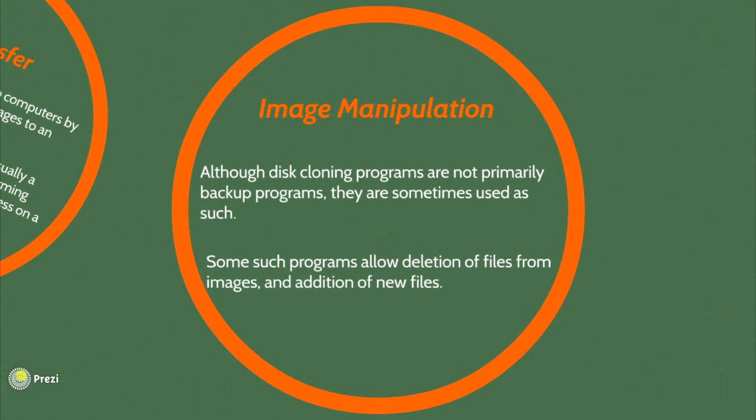A key feature of a backup program is to allow the retrieval of individual files without needing to restore the entire backup. Disk cloning programs either provide a Windows Explorer-like program to browse image files and extract individual files from them, or allow an image file to be mounted as a read-only file system within Windows Explorer.